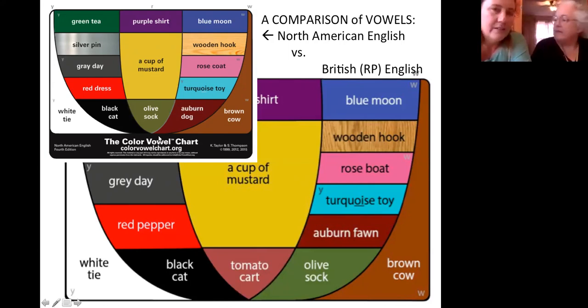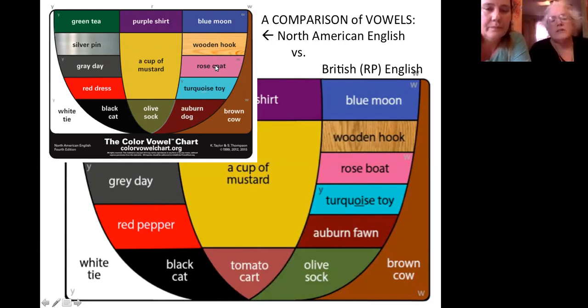Right. That's fine. But as long as we have a name for it, and these are the distinctions that people in North America make, the pronunciation is less important, but it does help the students identify where in the mouth is a safe place to pronounce this sound. Exactly. So some people's Auburn is down here close to Olive, and some people's Auburn Dog extends all the way up, down here, or up here in Rose Coat, Auburn.